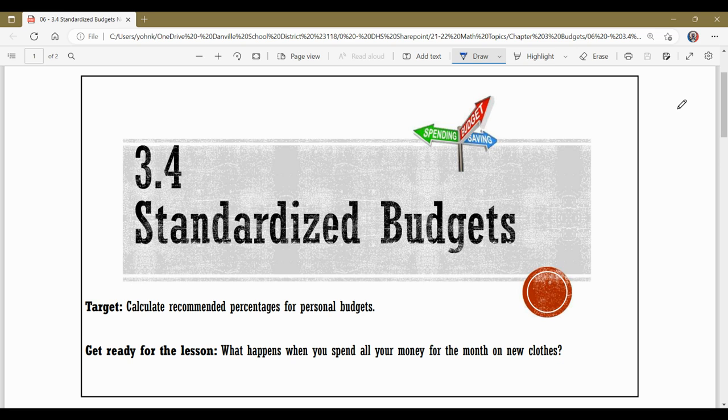So it's important that you look at how much of your budget you're spending on each type of item. Are you spending more on food than clothes? Are you spending more on water than rent? All these different things are really important to look at.